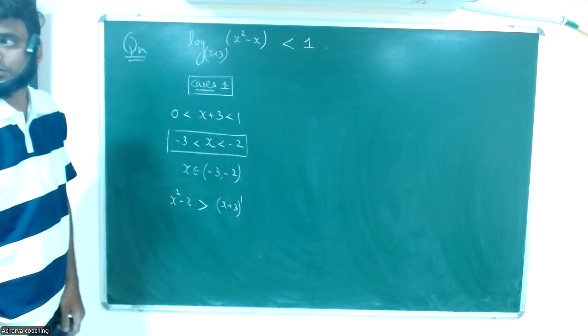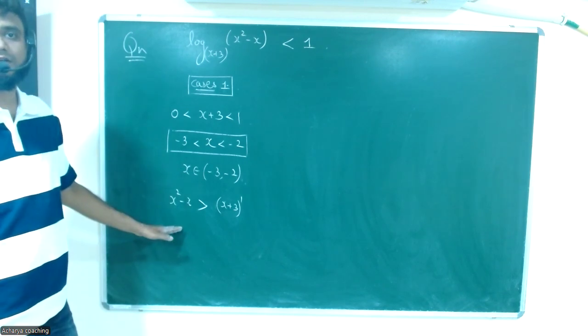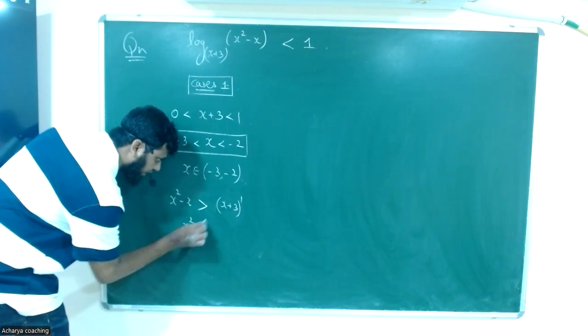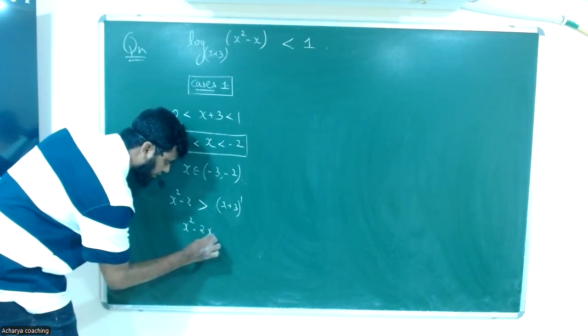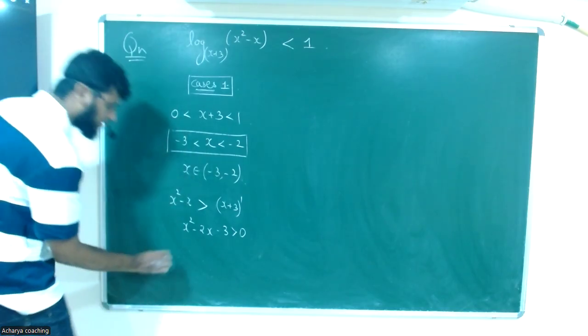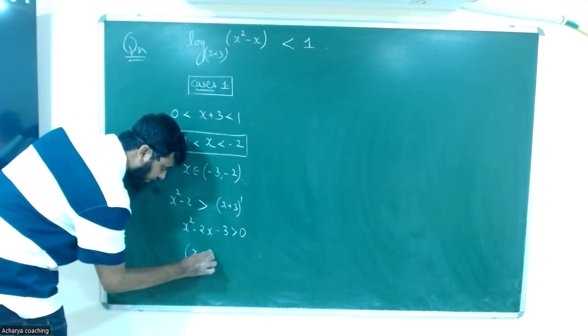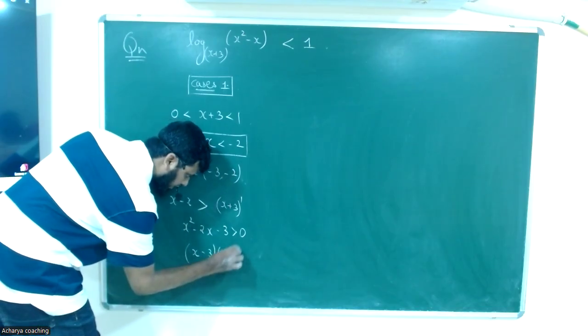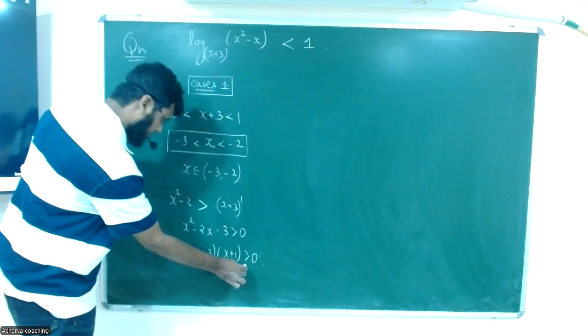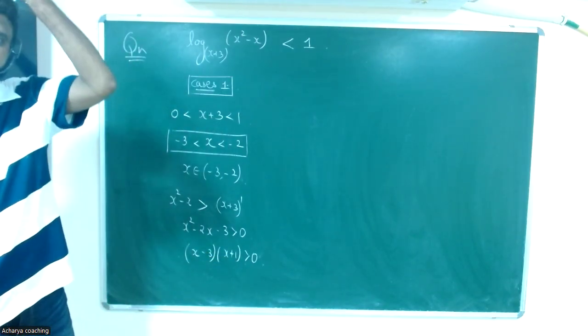Any doubt in this step? No doubt. So if this comes here, x square minus 2x minus 3 greater than 0. What are all the roots? How to factorize this? (x minus 3)(x plus 1) greater than 0. Clear? Any doubt in this?